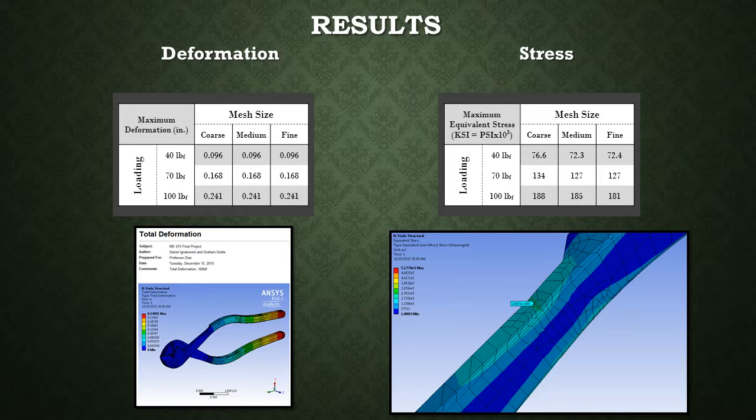For the total deformation, the same goes as with almost anything and how you would expect. As the forces are increased, the deformation increases. Also, as the mesh was changed, there really wasn't a lot of change with the total deformation. Now, with the equivalent stress, that was a little bit different. Obviously, once again, as the force increased, the equivalent stress increased. But as the mesh was refined, especially for the 100 pounds force, you could see that the results were becoming a little bit more accurate.